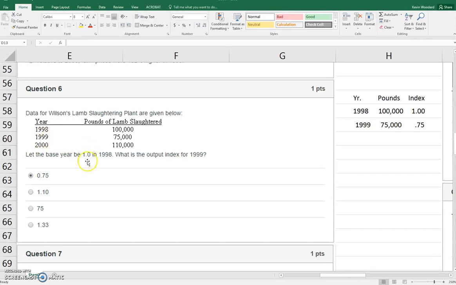So if we look at 1999, and we're just looking for the index of 99, you can see our math over here. In 99, there was 75,000. So in comparison, 100,000 to 75,000, that's 75% of that base year. So 0.75.